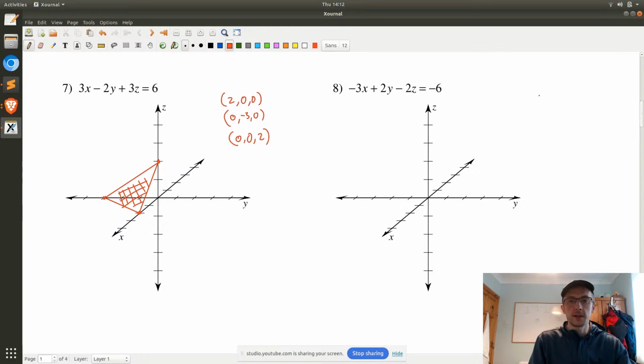Find the x, y, and z intercepts. So negative 3x equals negative 6, so x equals 2. So 2, 0, 0. 2y equals negative 6, so y equals negative 3, so 0, negative 3, 0. Negative 2z equals negative 6, so z equals 3, so 0, 0, 3. And plot. And connect. And shade.